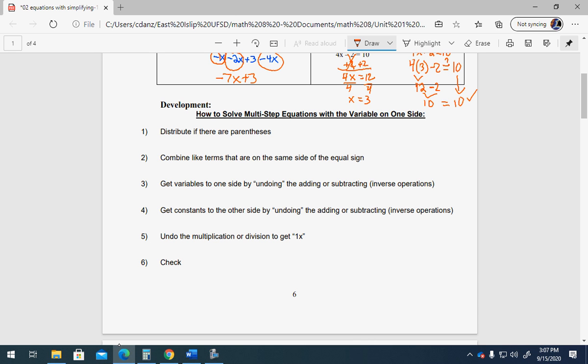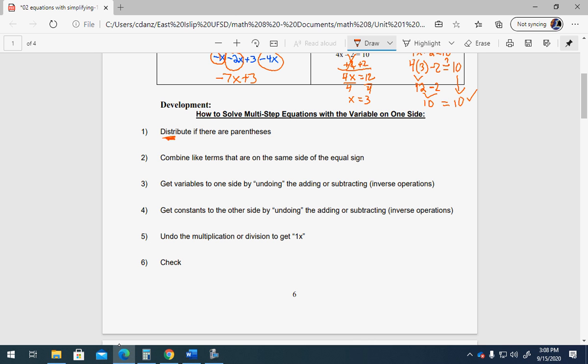And then this is something, maybe you want to take a screenshot of it, put it on your phone. Like, keep this in a place so that you can remember what the steps are. We like to distribute first if there are parentheses. Then we like to combine like terms that are on the same side of the equal sign. Then we like to get the variables to one side by undoing the adding or subtracting, which is an inverse operation, or this undoing of adding or subtracting with our fancy words.